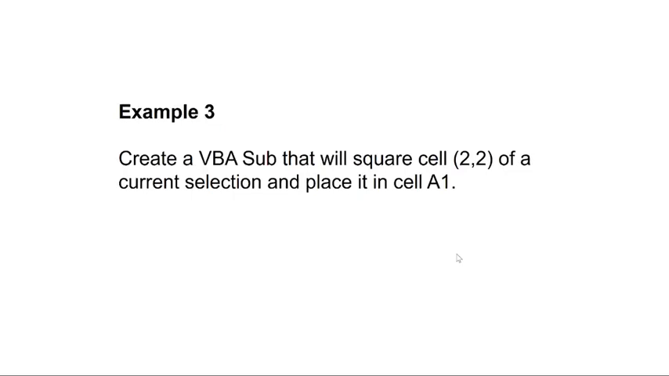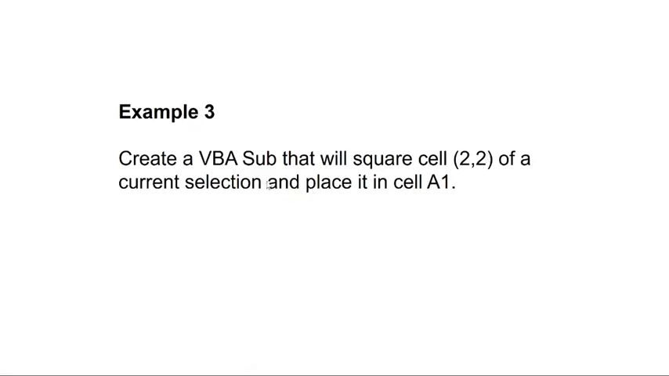Okay, we're continuing on with a couple more examples. I've got 3 more examples here. Create a VBA sub that will square cell 2,2 of a current selection. So when you read that, you should think Selection.Cells(2, 2), and place it in cell A1.